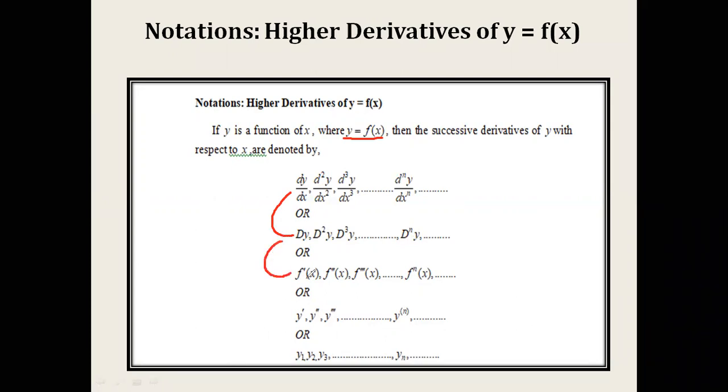Also we can take f prime of x, f double prime, f triple prime, up to so on fn of x. This is also one of the forms of these successive derivatives. Or also we can take y dash, y double dash, y triple dash, up to so on yn of x. Also we can take another form, y suffix 1. This suffix shows the order of differentiation: y1, y2, y3 up to so on yn.